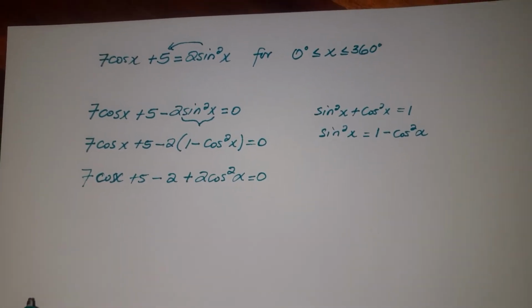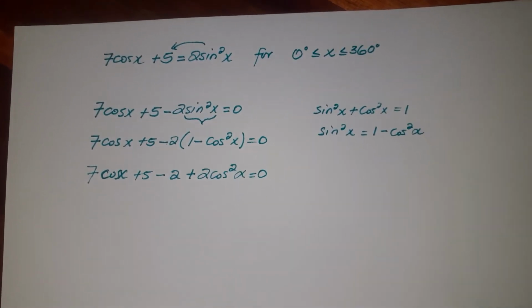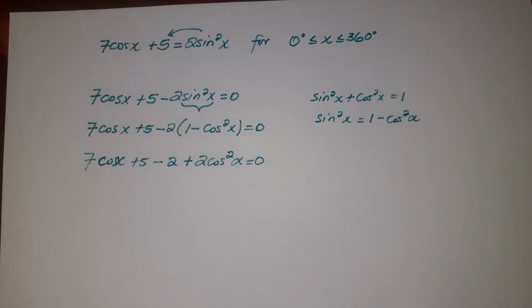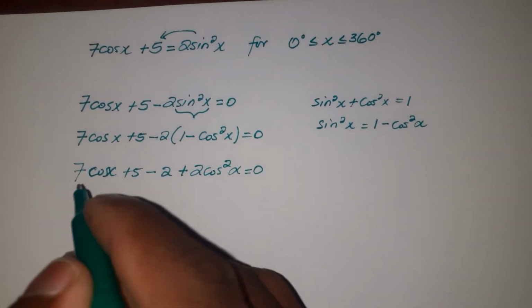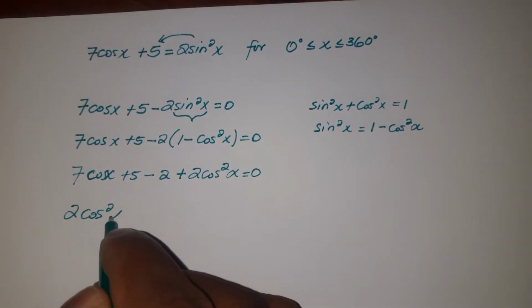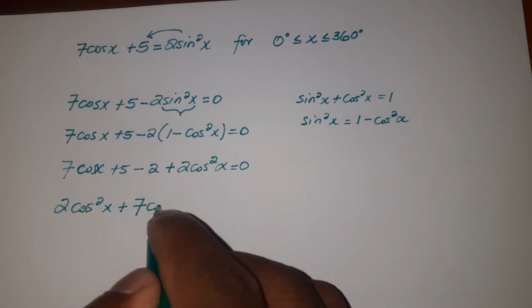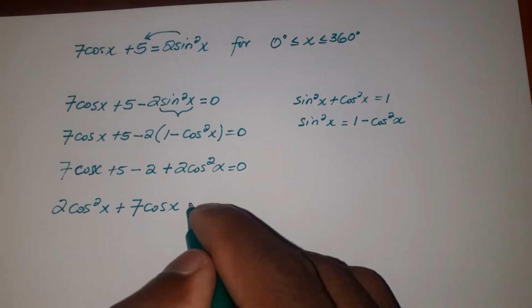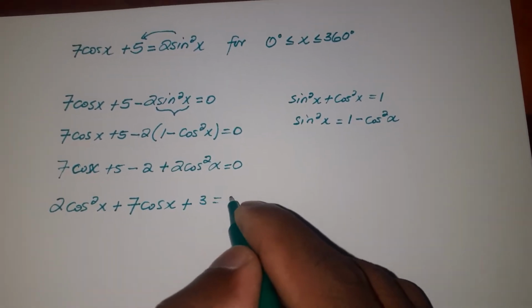So here we can rearrange this so that the term with the square comes first. Then we are going to have 2 cosine square x plus 7 cosine x plus 5 minus 2 is positive 3 equals to 0.